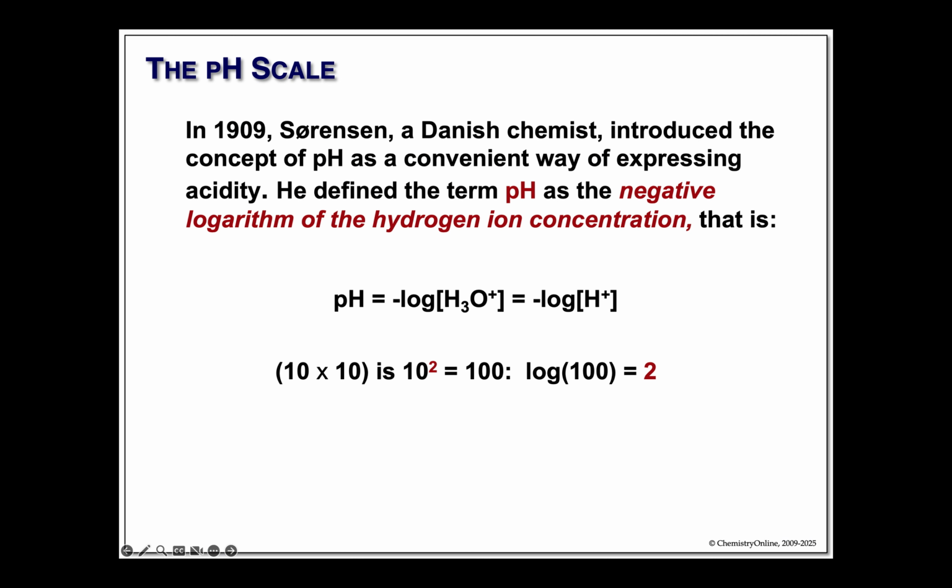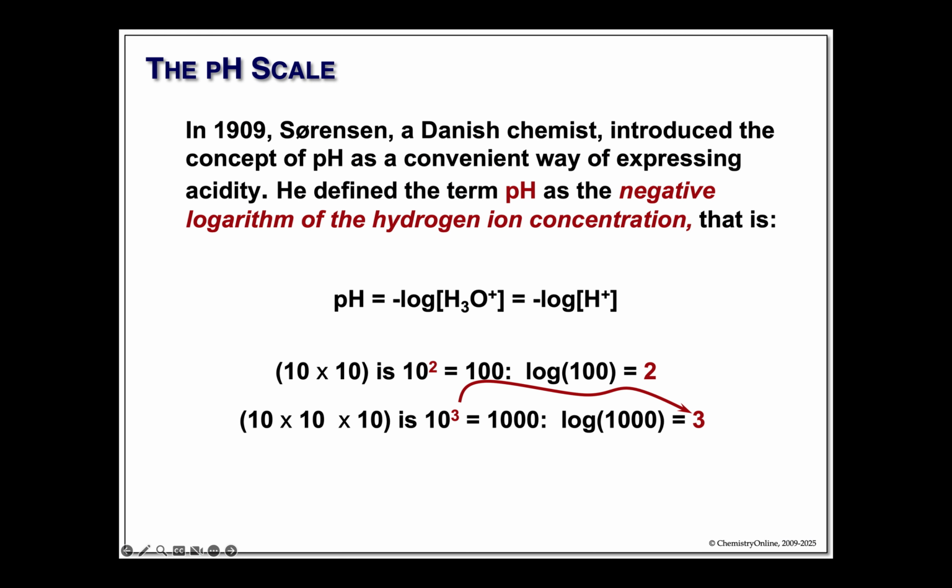So if we have 100, that's 10 times 10, 10 squared. The log of 100 is 2. If we had 1,000, 10 times 10 times 10, 10 to the 3, the log of that is 3. That's simple. If we had 316, you could get that as 10 to the 2.5. The log of 316 is simply 2.5. It's simply a way to address the exponent you have to raise 10 to get the number.